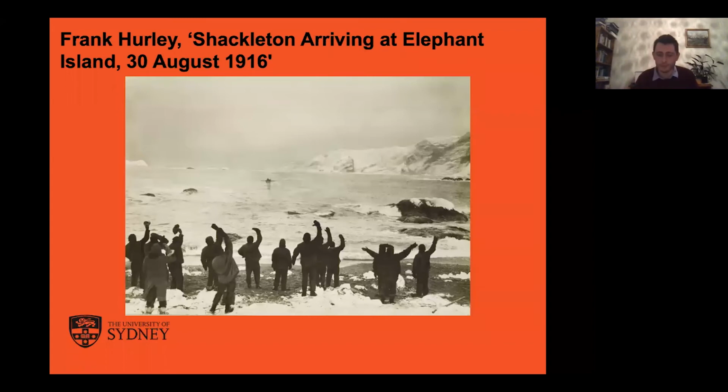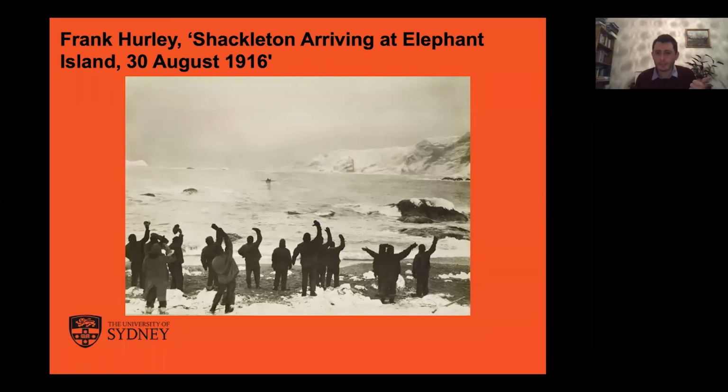It's a fairly famous story that their ship got crushed in the ice and they had to escape to an island in the Antarctic, where 22 men were left behind and 6 men sailed a tiny boat across the most dangerous waters in the world to get help 1,300 kilometers away. And this photo supposedly shows the moment, according to Frank Hurley, when those 6 men returned to rescue them. So this is a kind of photo of triumph.